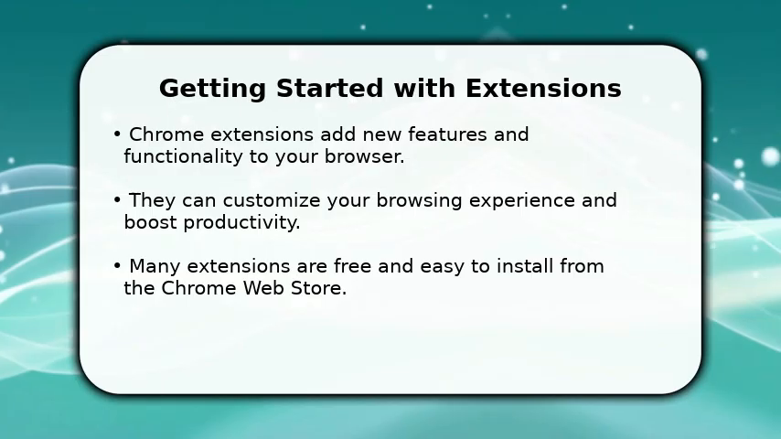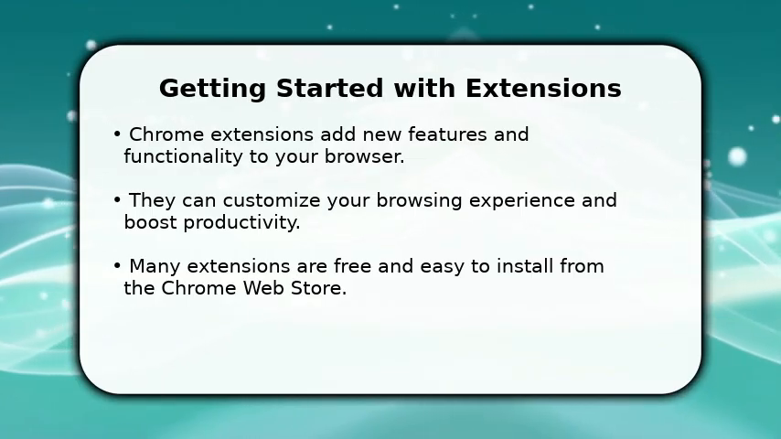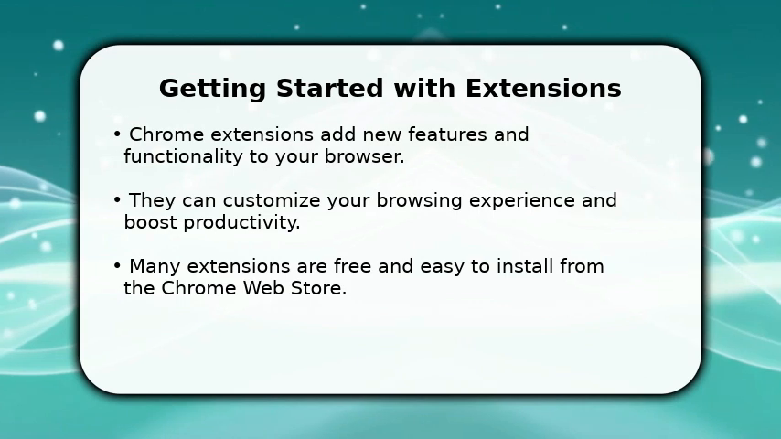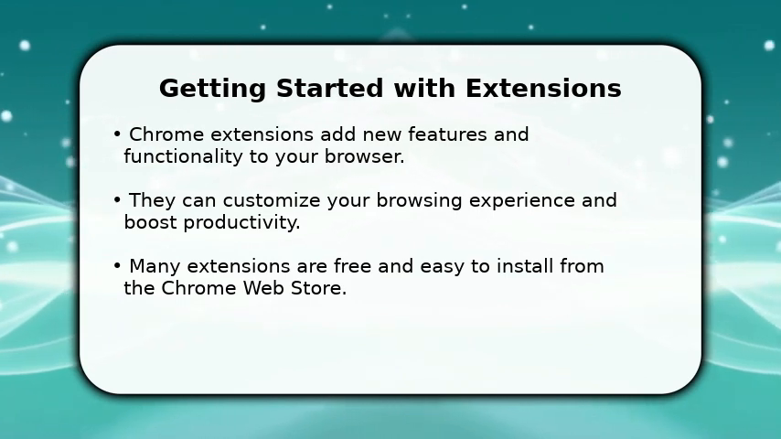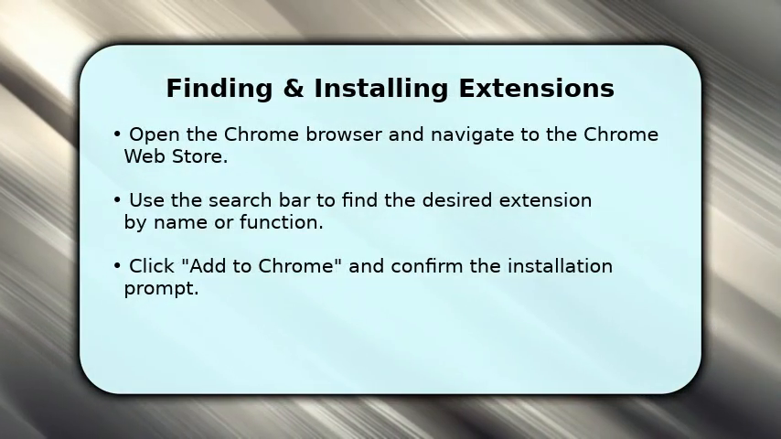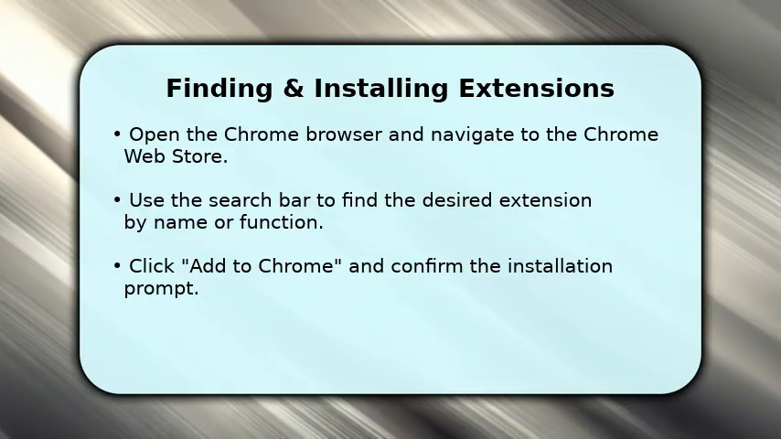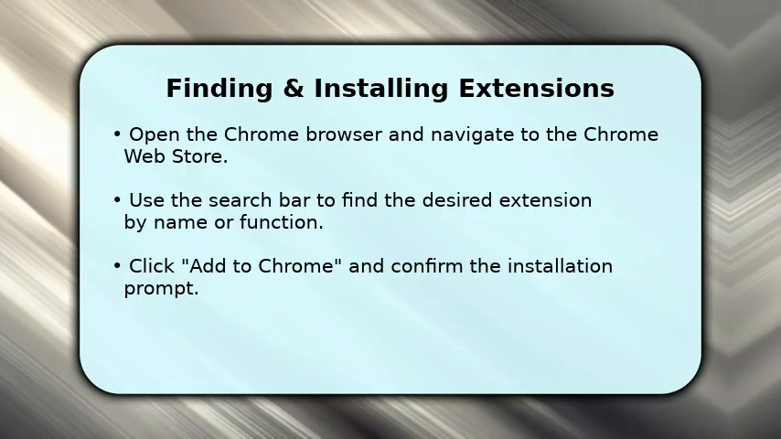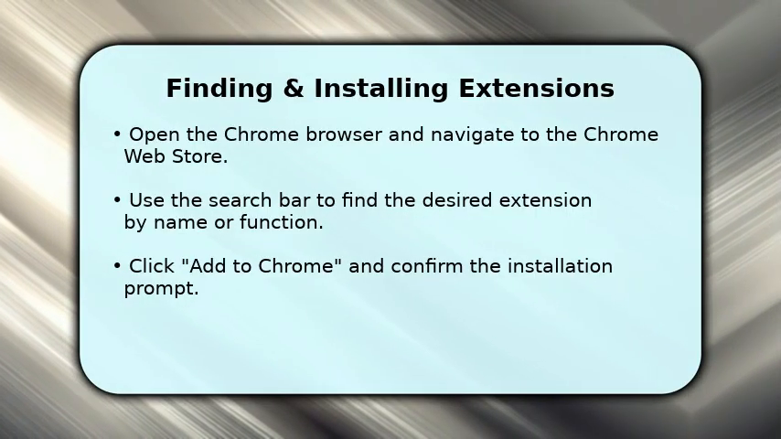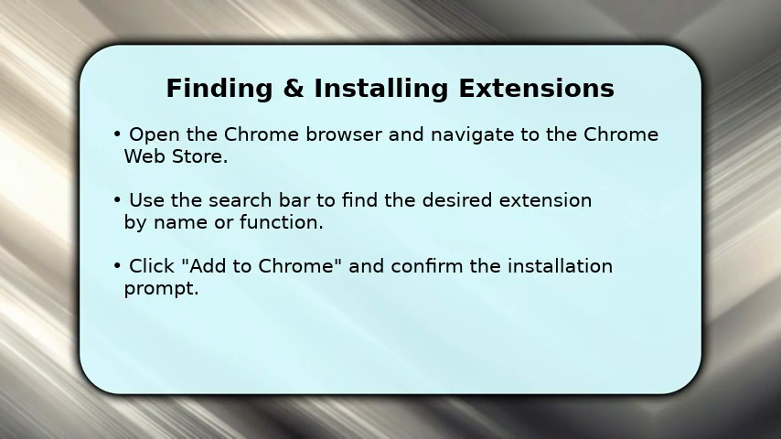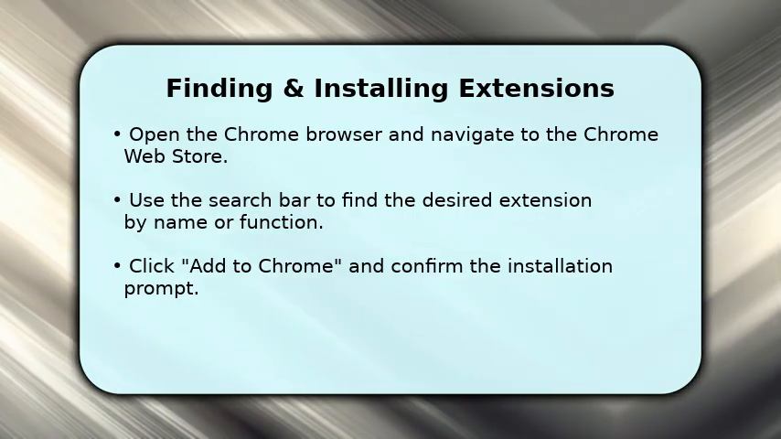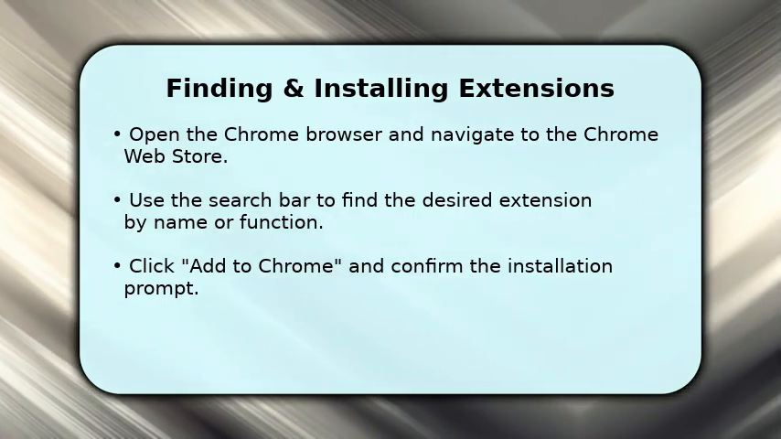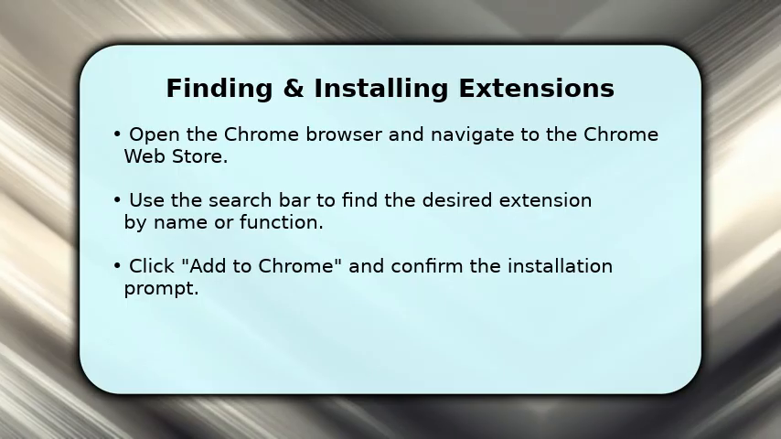You can find thousands of useful extensions in the Chrome Web Store, most of which are completely free to download and use. To begin, open your Chrome browser and head over to the Chrome Web Store. You can easily find it by searching online or through your browser's menu. Once there, use the search bar on the left to type in the name of the extension you're looking for or browse by category. When you find one you like, simply click the Add to Chrome button.